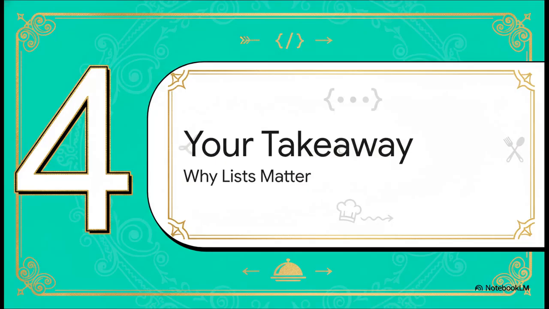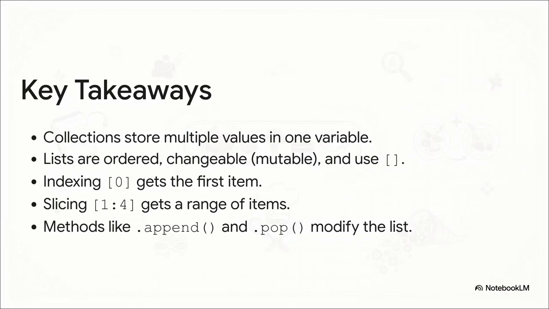Okay, so we've gone through creating lists, getting items out of them, and even changing them on the fly. Let's just take a step back and wrap this all up. What does this all mean for you as a programmer? Why does any of this matter? So here's the bottom line. Collections let us handle big groups of data super easily. And Python lists are going to be your go-to tool for any ordered collection that might need to change later.